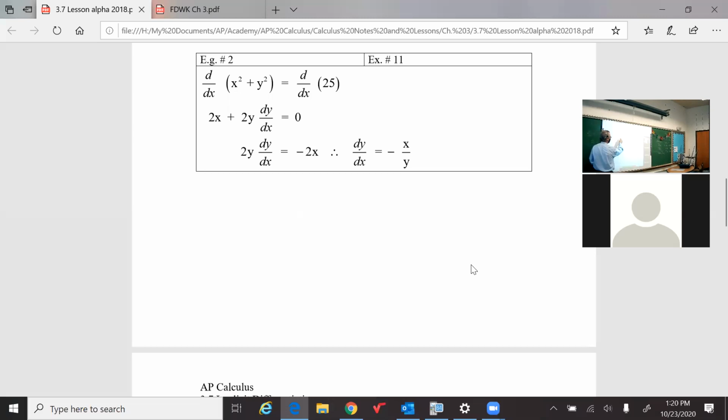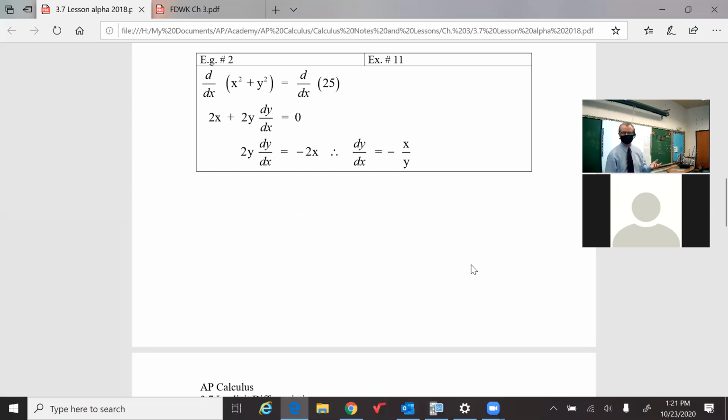Now what? We want to get dy dx. That's what we're trying to find. So we undo what's been done to that in reverse order of operations. So we undo the addition first. We add a negative 2x to both sides. Then we divide both sides by 2y. The 2's reduce. The derivative is negative x over y.